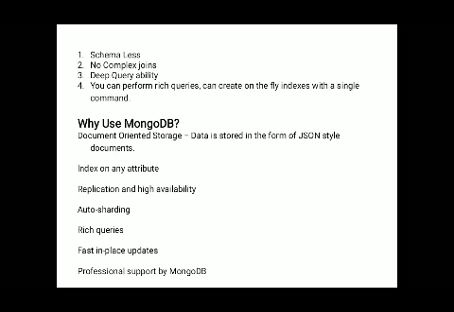Then where to use MongoDB? MongoDB is used in various technologies such as big data, content management and delivery, mobile and social infrastructure, user data management, and data hub. So these are the key points where we use MongoDB, why use MongoDB, and the advantages of MongoDB over RDBMS.